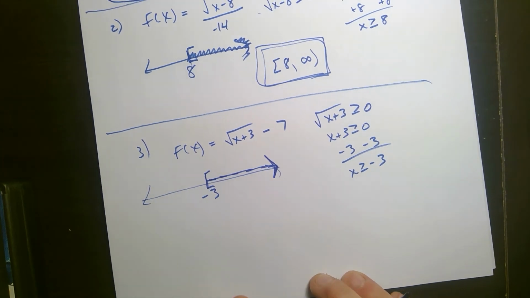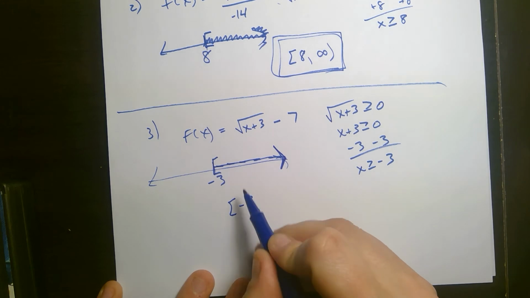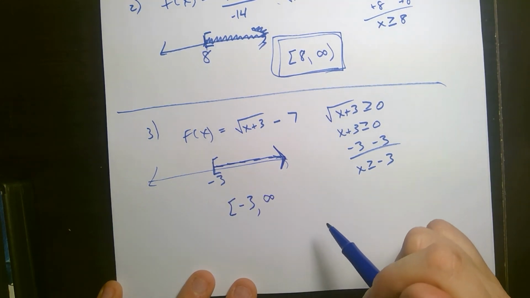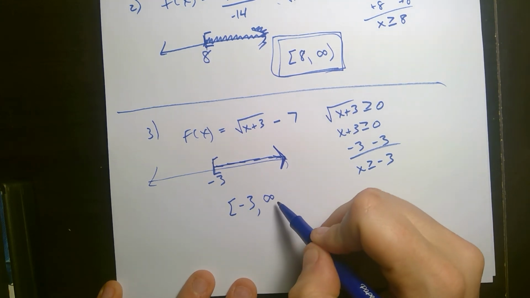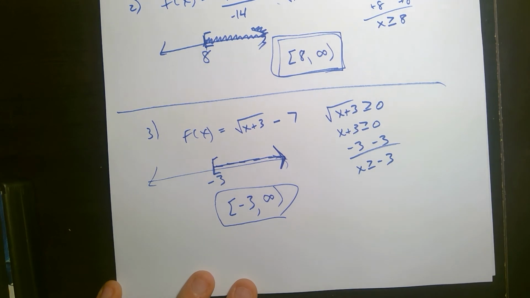And so if I want my answer in interval notation, I say, well, how far to the left do I go? That's negative 3 with a bracket. And how far to the right do I go? That's infinity, positive infinity. And again, I know that if I'm using positive infinity, any infinity, it's always a parenthesis. And so here's my final answer.